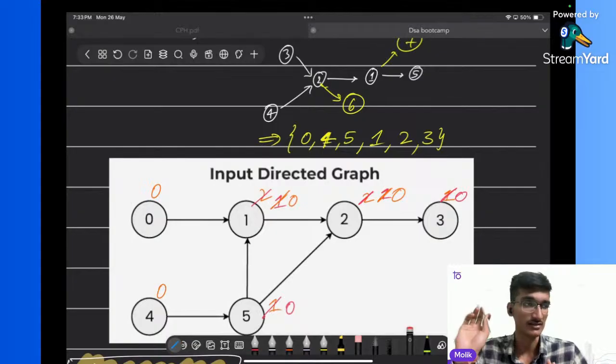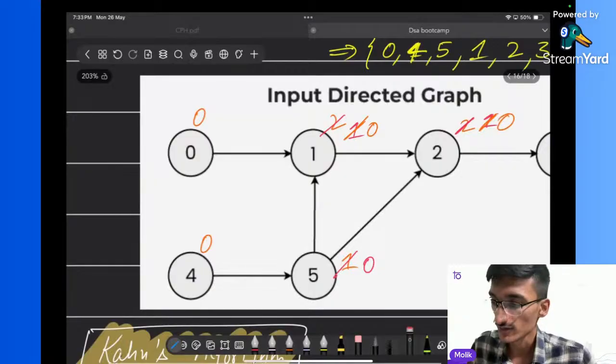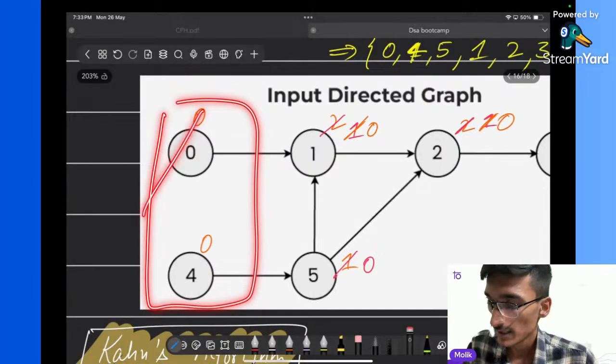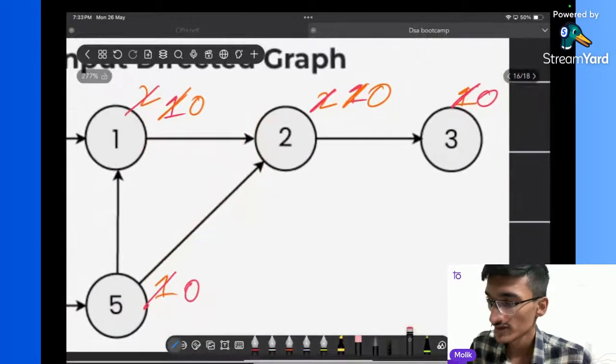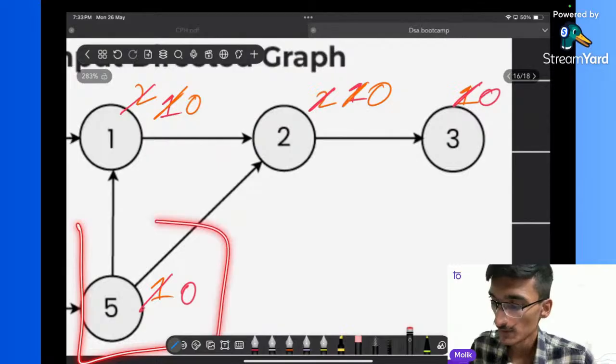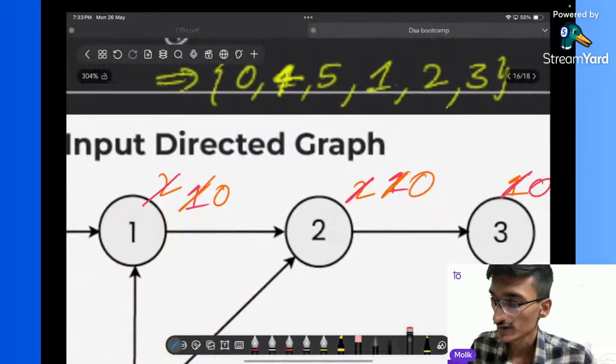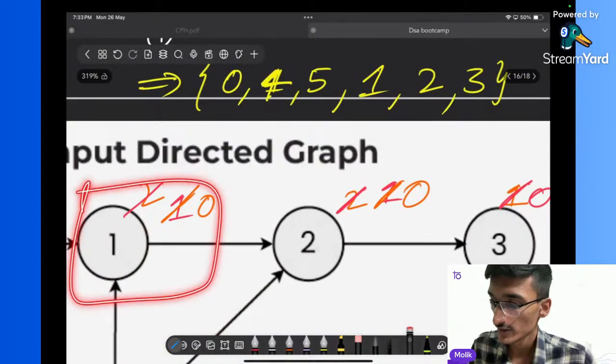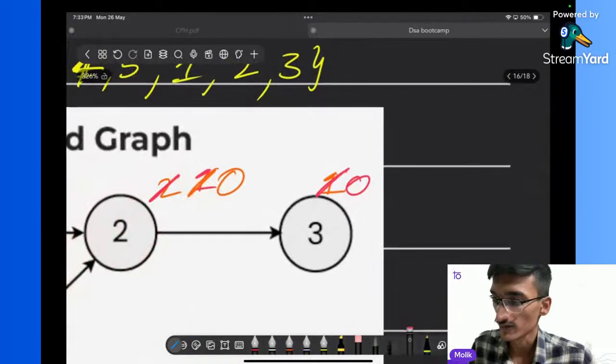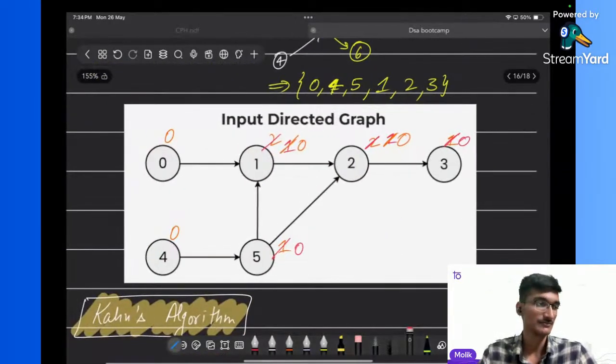I hope now it's clear, right? So try to think it like this. You first remove the part with 0 in degree. Now this is the graph. Again you remove the part with 0 in degree. Now this is the graph. Again you remove the part with 0 in degree. Now this is the graph. See sequentially.